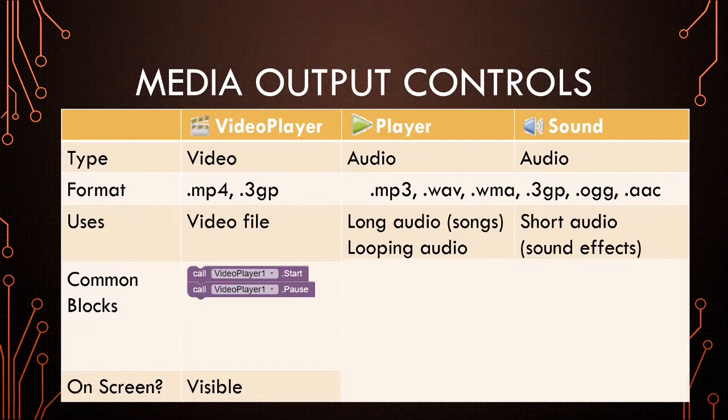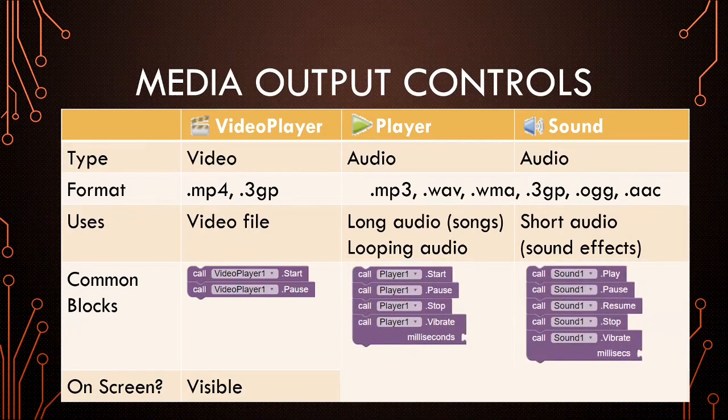The player is for something a lot longer. The blocks we have are pretty much the same for both of them. There is a start to start the audio in the player, and then we have play for the sound. But there's a pause for each, there's a stop for each, and both of these also have a block for vibrating the device. If the device has a means of vibration, we can set that vibration off. Now, some tablets don't have that ability, so if you try to use that block and nothing happens, it could be that the device that you're running your app on doesn't have that capability.